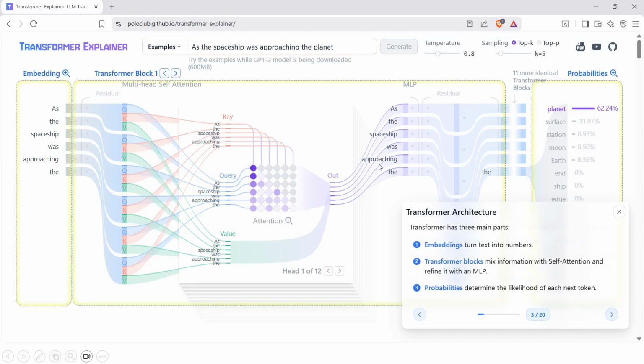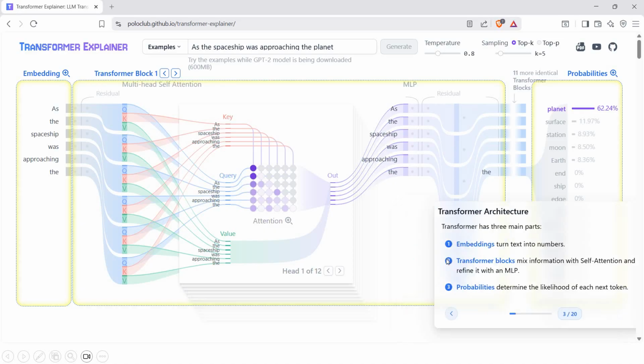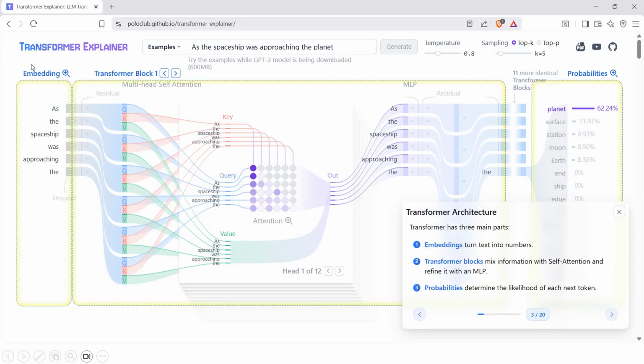Okay. Now, transformer architecture, you need to understand. First, we have something called embedding, which turns text into numbers. So text into numbers, basically classifying it into smaller tokens. Now transformer blocks mix information with self attention and refine it with an MLP. And probability. So there are three sections: embedding, transformer block, and probability. Embedding is tokenization, then we have the transformer block, and then we see probabilities, which is determining the likelihood of each next token.